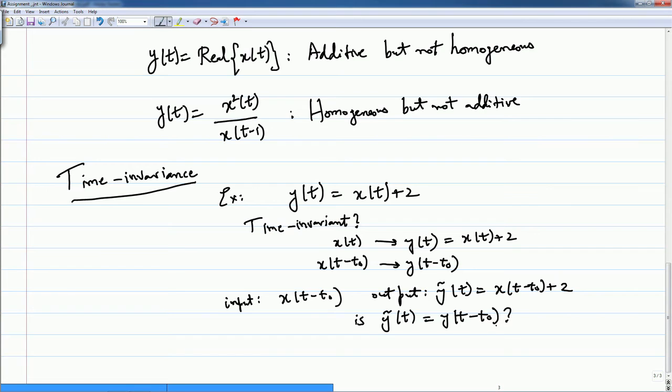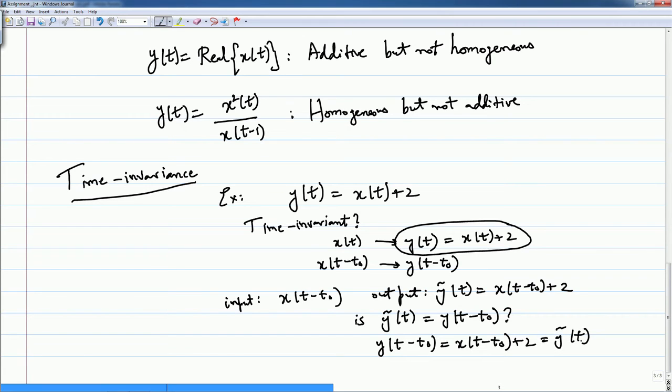So how do you answer that? You try to find y of t minus t naught. How do you find y of t minus t naught? I know y of t is x of t plus 2. This equation is true, right? Here instead of t, I need to replace it with t minus t naught. So if I do that, I see that y of t minus t naught is the same as x of t minus t naught plus 2, and that, as it turns out, is the same as y tilde of t. So it turns out this input output relationship defines a time invariant system. We saw that it was not linear, but it is time invariant.